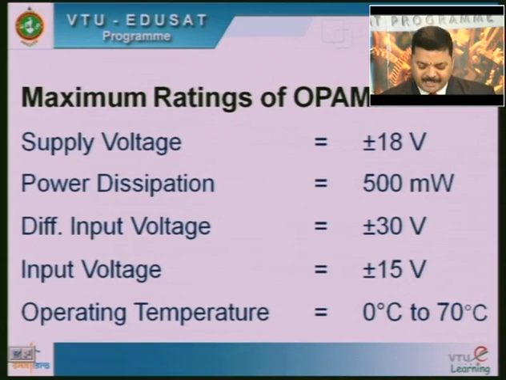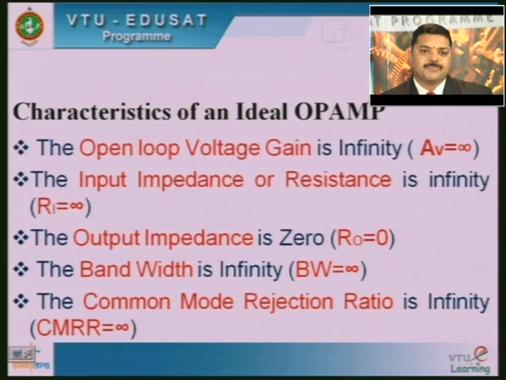Then what is the operating temperature? It plays a very important role. The range of operating temperature with which the operational amplifier can withstand is between 0 degrees to 70 degrees centigrade. So, with the small details of maximum ratings of op-amp, let us move on to the ideal characteristics of the op-amp.